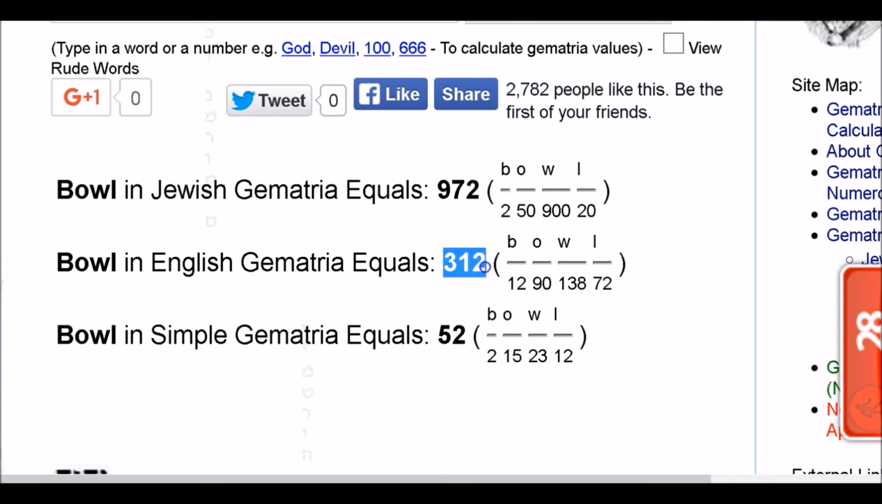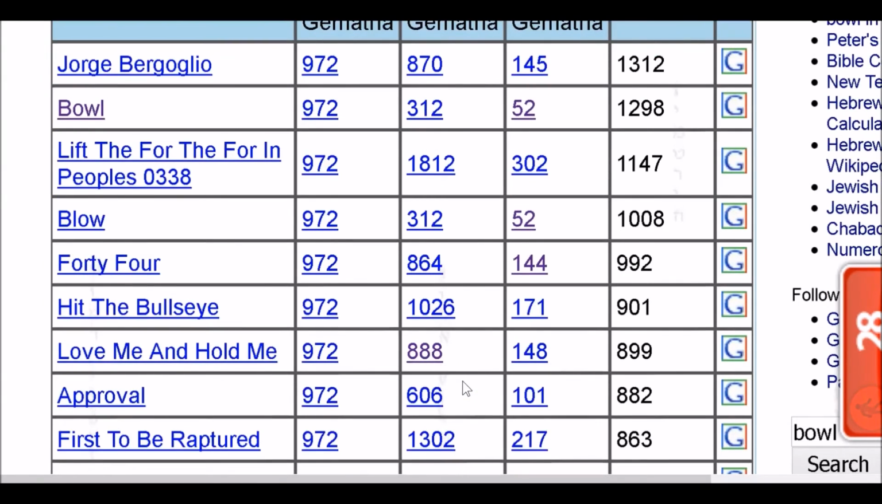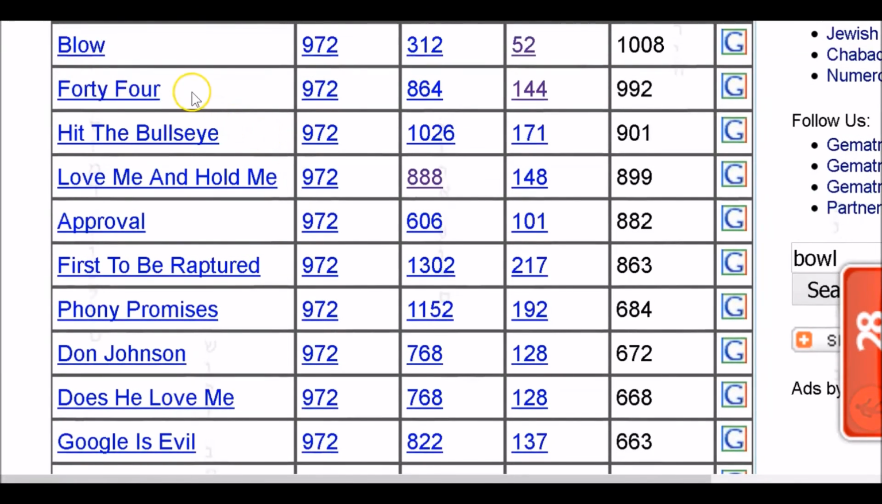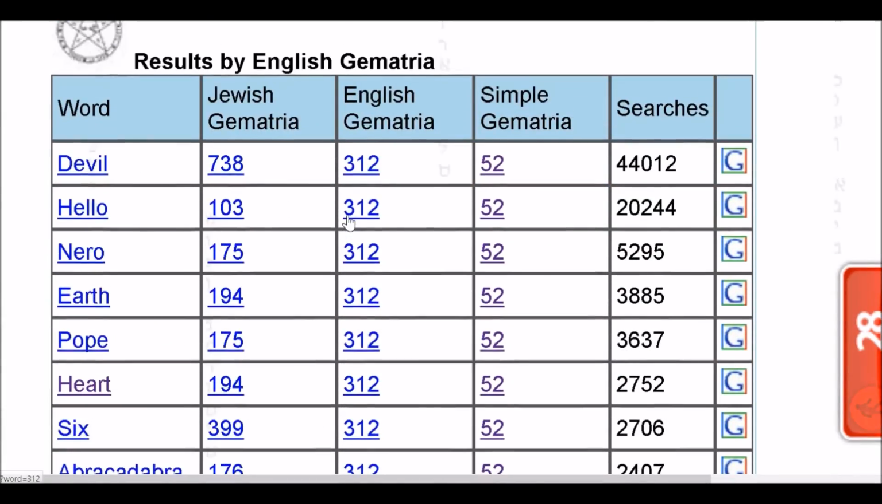So here we have a 9-9. Here we have a 1-2-3 and a 6. And it matches 44 spelled out. I usually don't look too much at the Jewish gematria, but it matches devil. So, okay, so maybe the code is super devil. Devil matches hello. That's why I tell you not to do that. Nero. Earth, super earth. So that's interesting because the bowl is the earth.